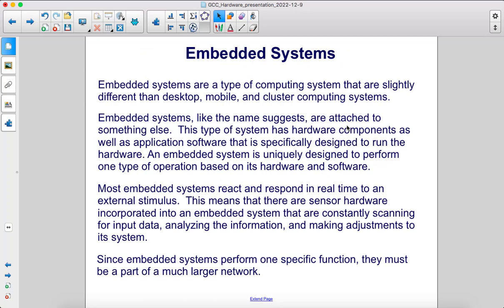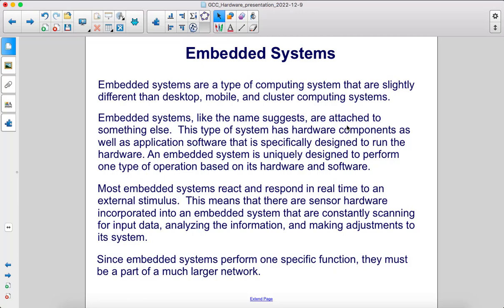Embedded systems are a type of computing system that are slightly different than desktop, mobile, and cluster computing systems. Embedded systems, like the name suggests, are attached to something else. This type of system has hardware components as well as application software that is specifically designed to run the hardware. An embedded system is uniquely designed to perform one type of operation based on its hardware and software.